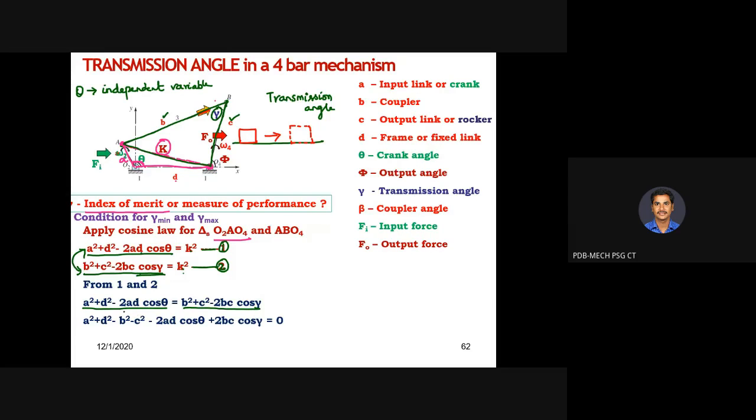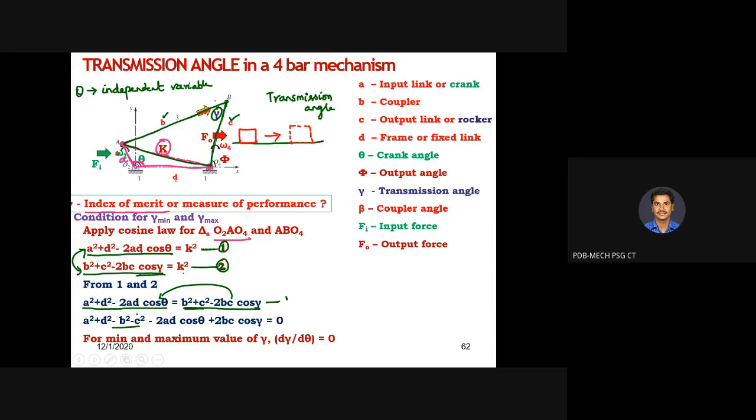Okay, now any doubts up to this? No, sir. Okay, now I rearrange some of the terms in this equation. I brought B square plus C square to the left hand side, so that comes here, minus 2AD cos theta, and I brought minus 2BC cos gamma also to the left hand side. So this equation becomes like this.